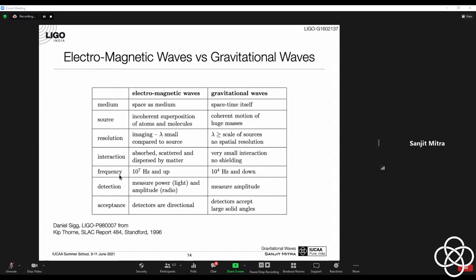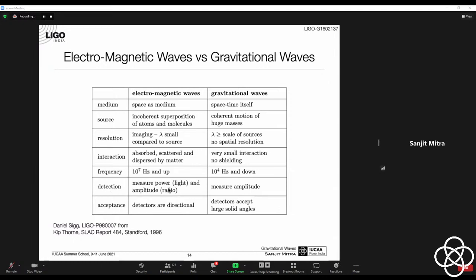Again, the frequency we are talking about is much higher for electromagnetic waves and lower for gravitational waves. I did not mention the resolution part. When the wavelength is large and the frequency is small, the resolution automatically goes down. This is basically the Rayleigh criterion: the resolution goes as 1 by lambda. So if lambda is high, then the resolution automatically goes down.